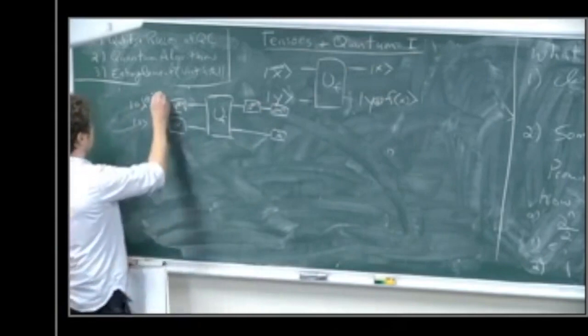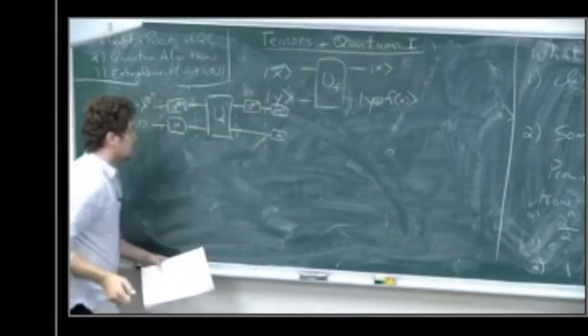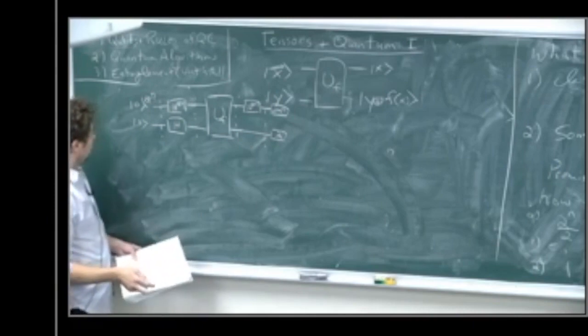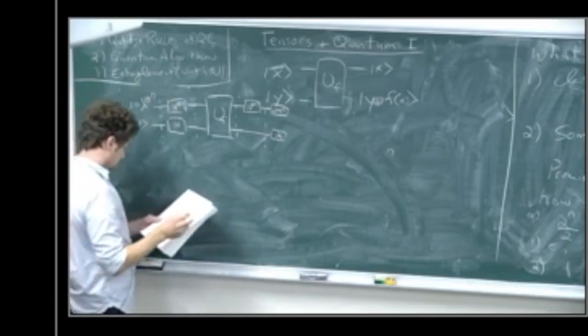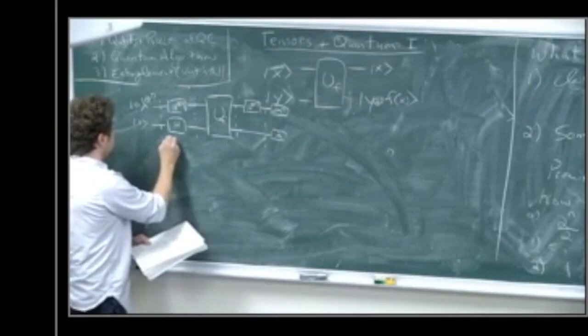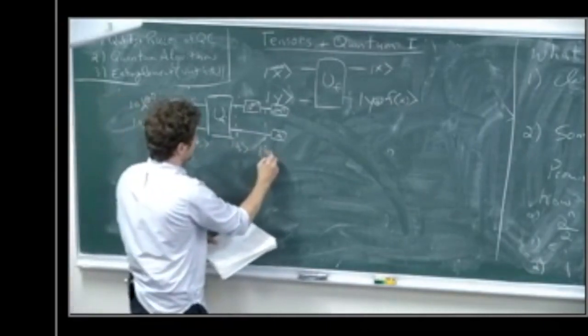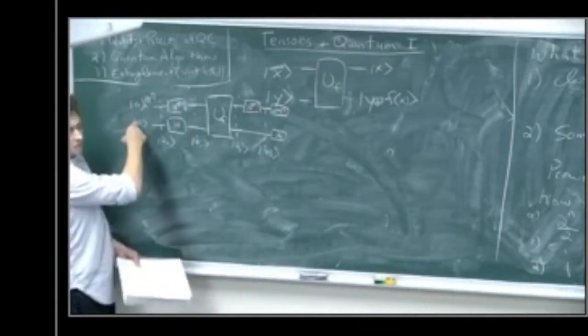So let me just write down what the state is at various steps in the computation. At the first stage, let me give these some names: psi 0, psi 1, psi 2, psi 3. Psi 0 is just a bunch of zeros tensor 1.